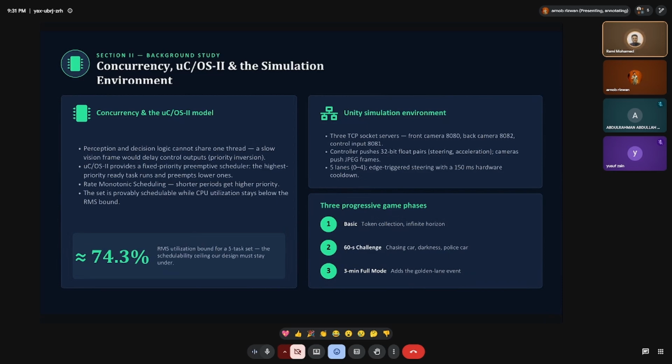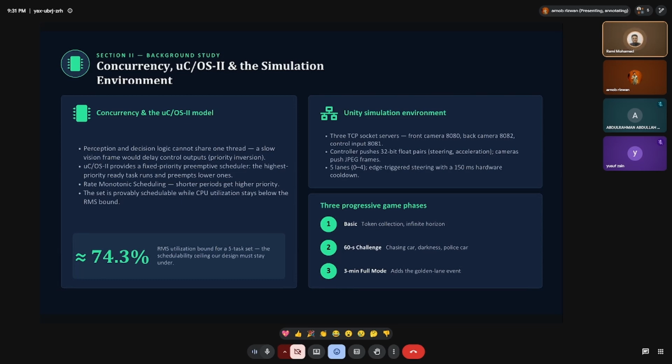And also, all of that has to stay within the 74.3% RMS utilization bound for the 5-task set that we had. So how do we detect the environment of the game? We have 3 main TCP sockets. Basically, the car has a front camera so that it can see the environment in front of it, and a back camera to see the back environment if there is a car coming from behind, and also controller input, which is how we communicate and control the car, steering and accelerating left and right within a 150 millisecond hardware cooldown. So you cannot have movement shorter than that.